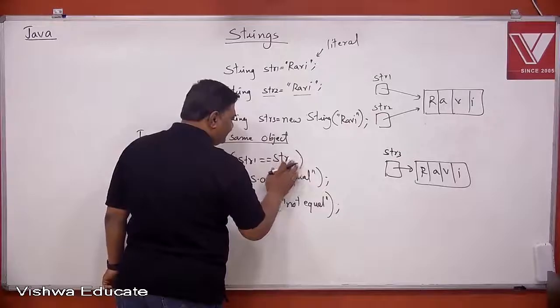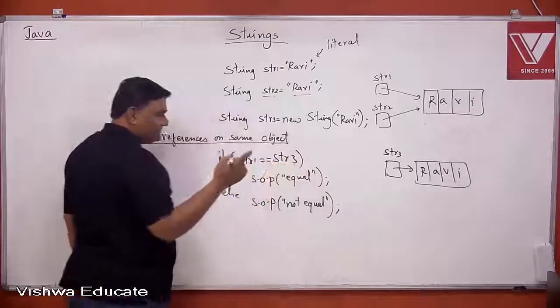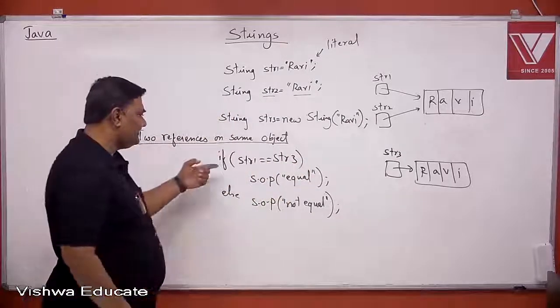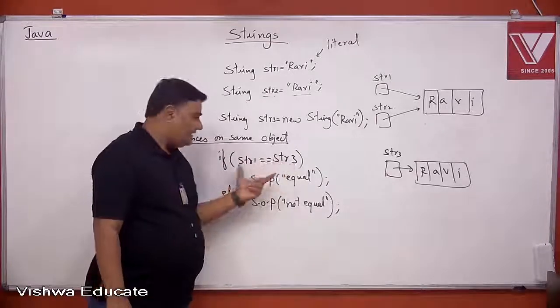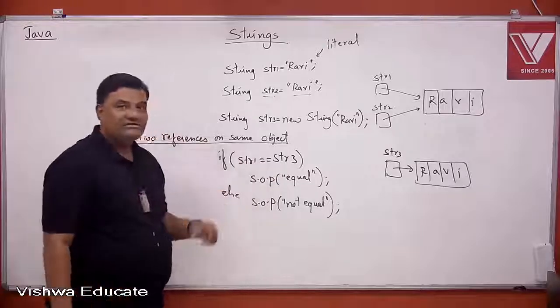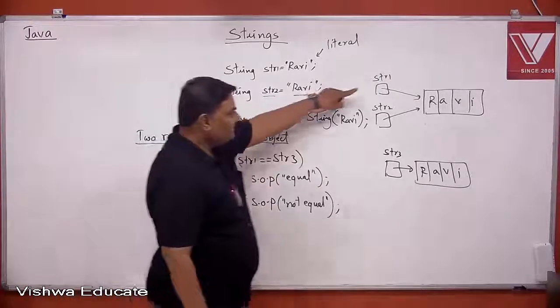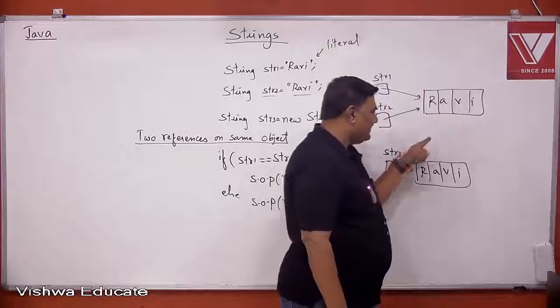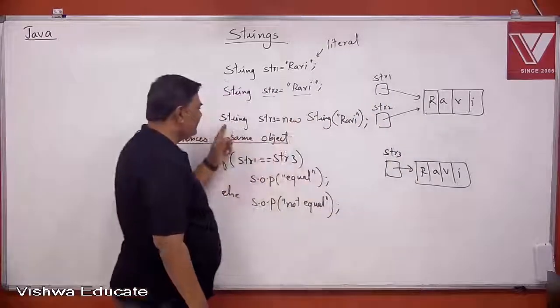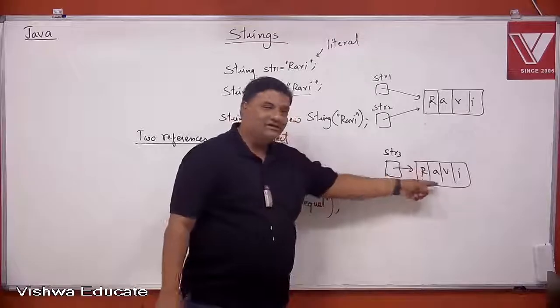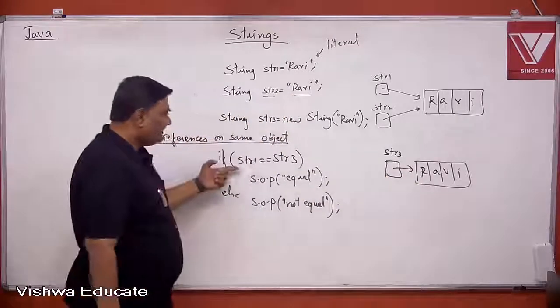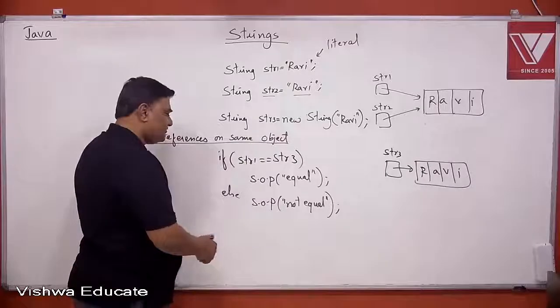Now next, str1 equals equals str3. Just check it. I have made a small change here. If I write like this, what answer will I get? See, str1 is pointing on this object, and str3, as I said, when you write new, another object is created, so it will be pointing on another object. So they are not pointing on the same object. So what answer do you get?